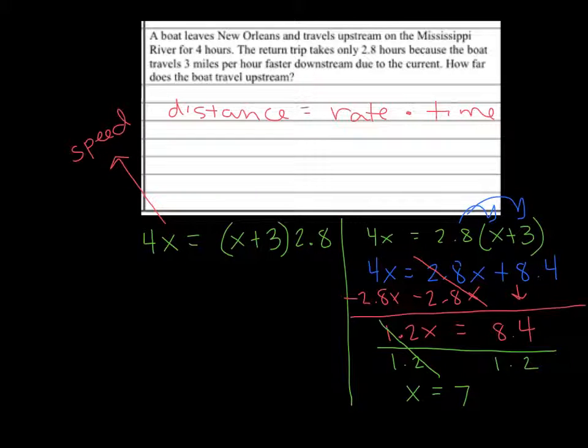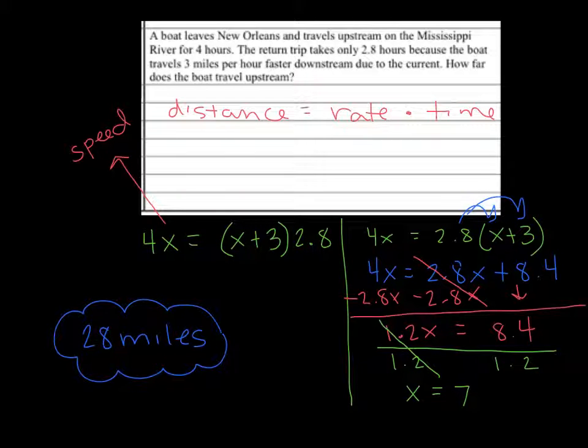So the actual answer to the problem would be that the boat traveled 28 miles upstream. And all I did is take this 7, because that's what x equals, and I plugged it in right there for x. Now, if you wanted to check to make sure that you did it correctly, you could plug in that same value right there for x. Well, 7 plus 3 is 10, and 10 times 2.8 is still 28 miles.